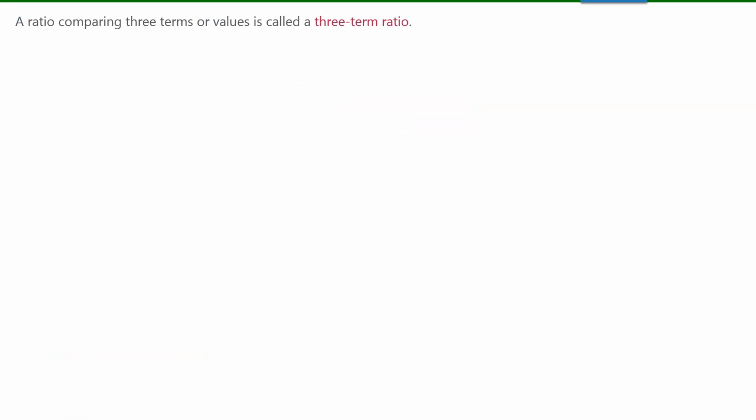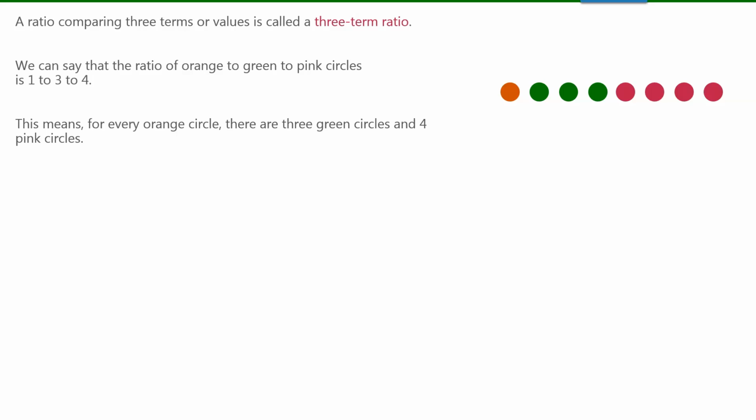A ratio comparing 3 terms or values is called a three-term ratio. In this example, we can say that the ratio of orange to green to pink circles is 1 to 3 to 4. This means that for every orange circle, there are 3 green circles and 4 pink circles. We can write this as 1 colon 3 colon 4, which reads as 1 to 3 to 4.